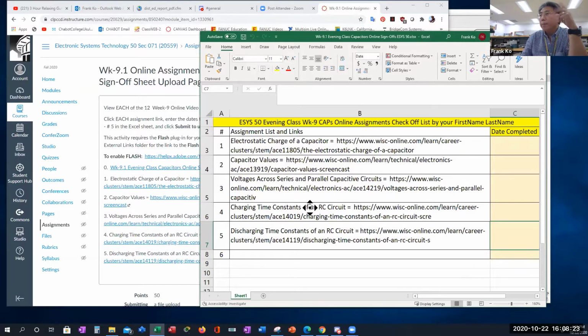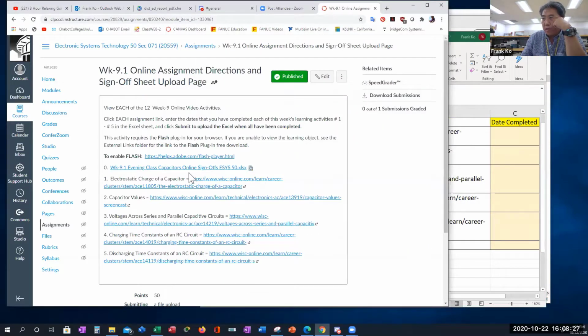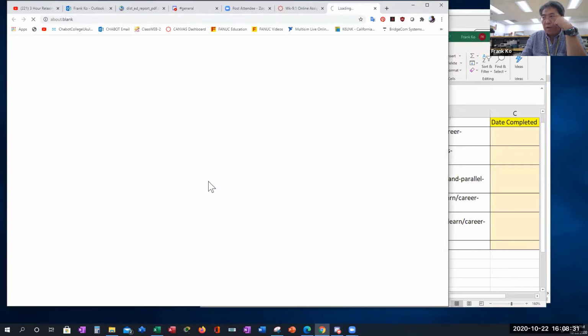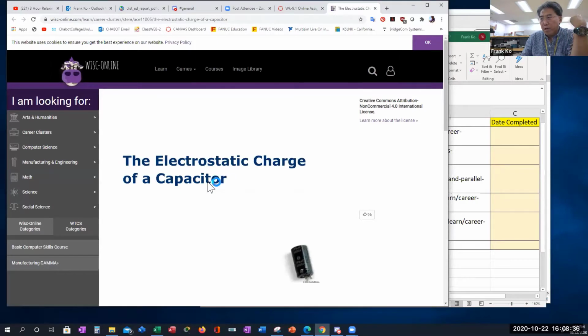Let me play a little bit of one to give you a preview of what you want to be able to view. A couple of things regarding these videos. This one is really good, electrostatic charge of a capacitor, and there may or may not be audio associated with it. Now, one other thing: some students initially may have a challenge looking at the WISC online video tasks.